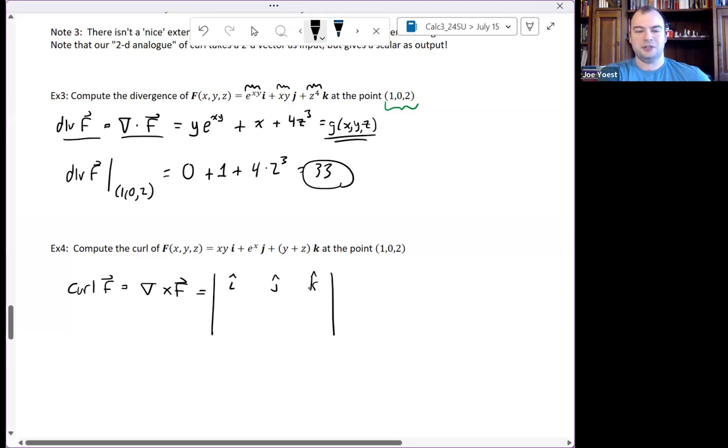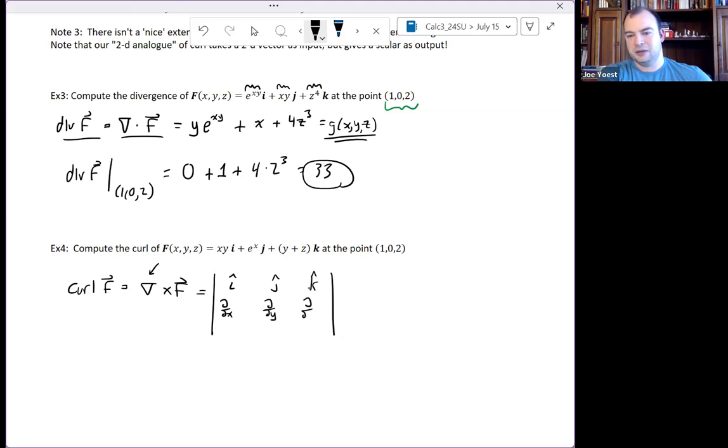So if I'm taking a cross product of two quote vectors, my first row is i, j, k, my second row is the first vector, which in this case is partial with respect to x, partial with respect to y, partial with respect to z. Again, is this really a right thing to do for a cross product as we defined it? Maybe not, but it works, and it's a good mnemonic device, if nothing else. And then what is my vector f? Well, that has three components. The first is xy, the second is e to the x, and the third component is y plus z.